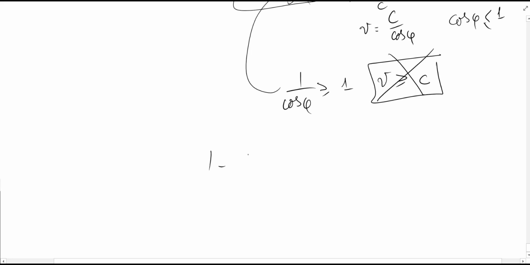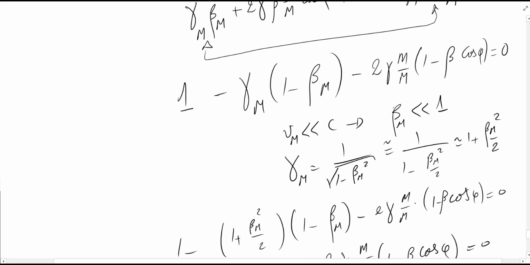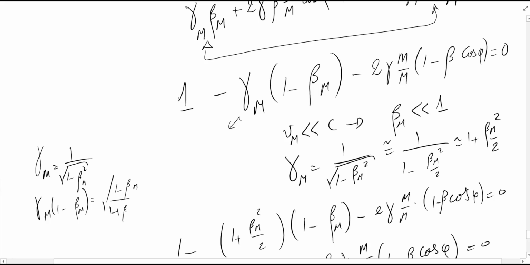So let me go back in here. We're going to have a gamma m times 1 minus beta m, minus 2 times m over m, we know the ratio of the two masses, times 1 minus 0. So it's going to be just 2 times m over m. Plug into this expression and find the value for beta m. Remember, gamma m is equal to 1 over the square root of 1 minus beta squared. So if I multiply this by 1 minus beta m, this is beta m by the way, it is going to be just the square root of 1 minus beta m over 1 plus beta m.